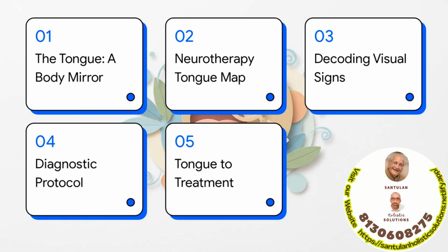Okay, so here's our roadmap for this explainer. We're going to start with the whole concept of the tongue as a body mirror. Then we'll get into the specifics of the neurotherapy tongue map. After that, and this is the fun part, we'll learn to decode the visual signs, establish a proper diagnostic protocol, and finally, connect all our findings directly to a treatment strategy.